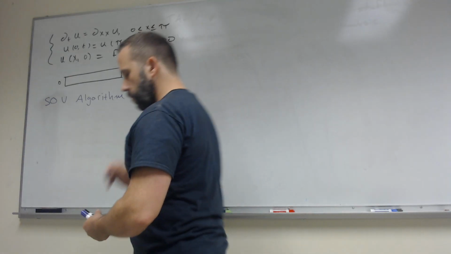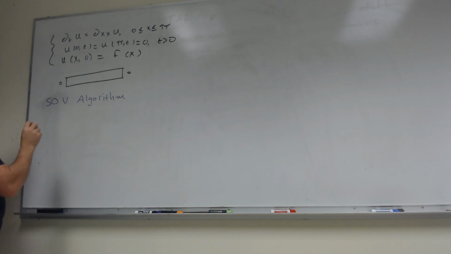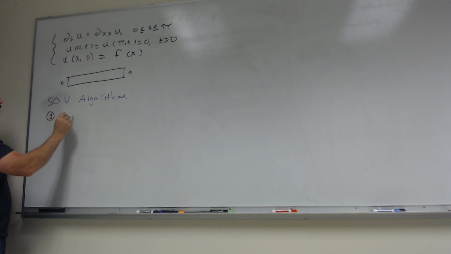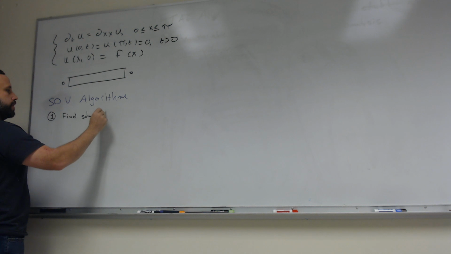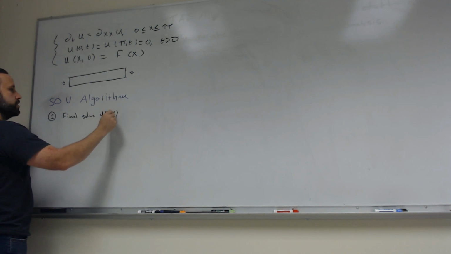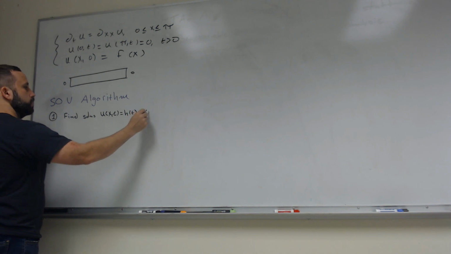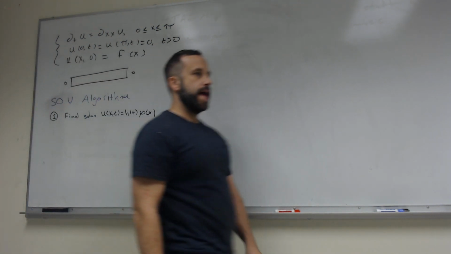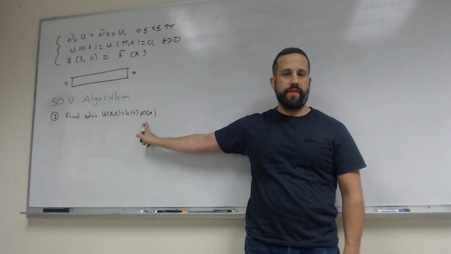Okay, so the first thing that we're going to do in the separation of variables algorithm, step one, is we're going to assume that we can find solutions that have this very special form, u of x,t is equal to h of t times phi of x. In other words, we can write the solution as a product of a function of t alone and a function of x alone.